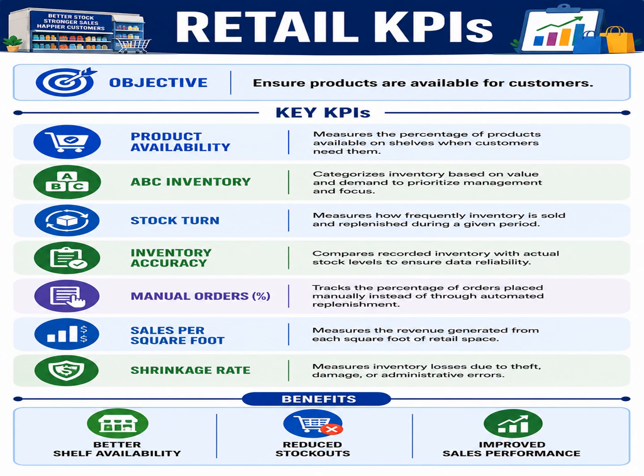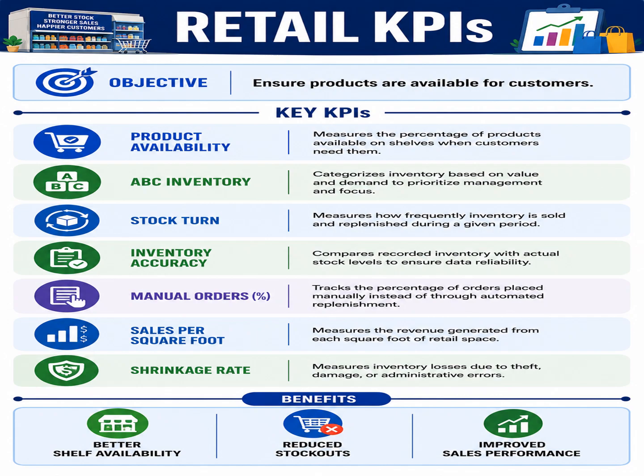The next stage in key performance mapping in a supply chain is retail, and the objective of mapping retail KPIs is to ensure that products are consistently available for customers while maximizing sales performance and optimizing inventory management. These key performance indicators help retailers evaluate the efficiency of their inventory control, merchandising, and store operations.